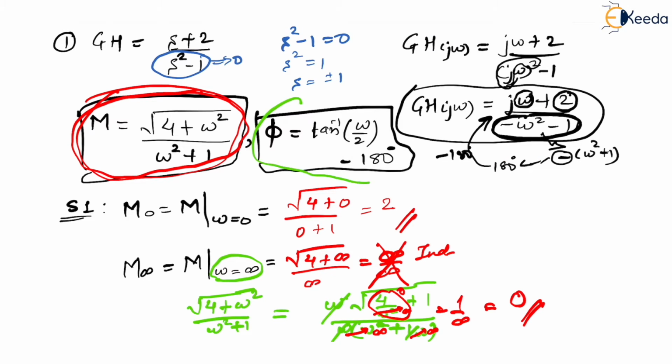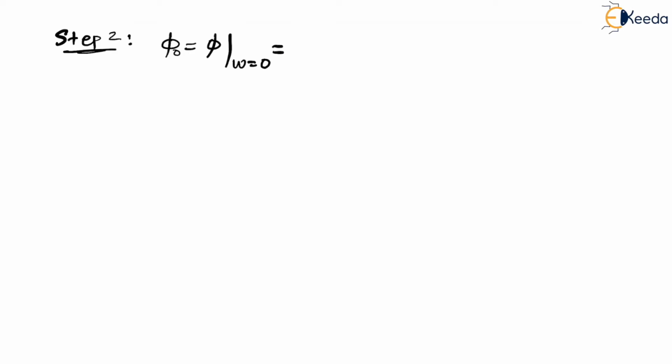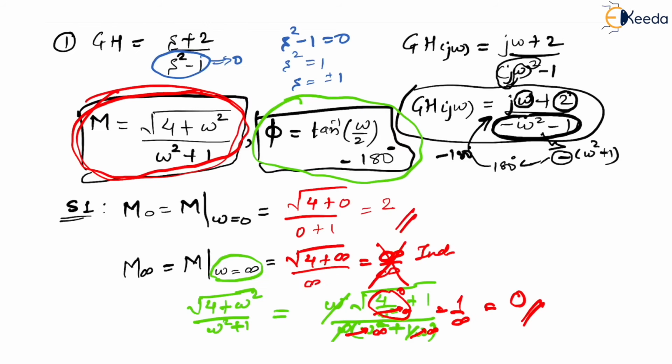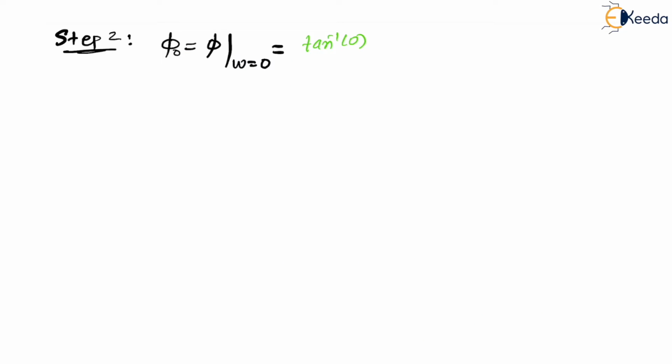Let me take another color, green. Let us focus on the equation of phase. You get tan inverse of omega by 2, so it becomes tan inverse of 0 minus 180 degrees, which is equal to what? Tan inverse of 0 is nothing but 0, so you get it to be equal to minus 180 degrees. Is that correct? Yes.